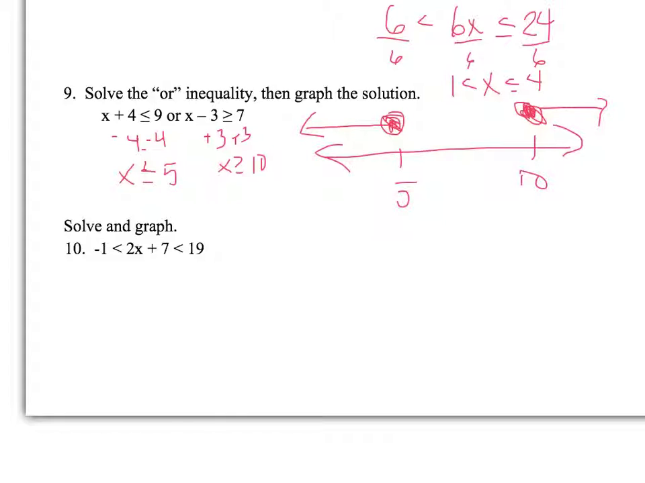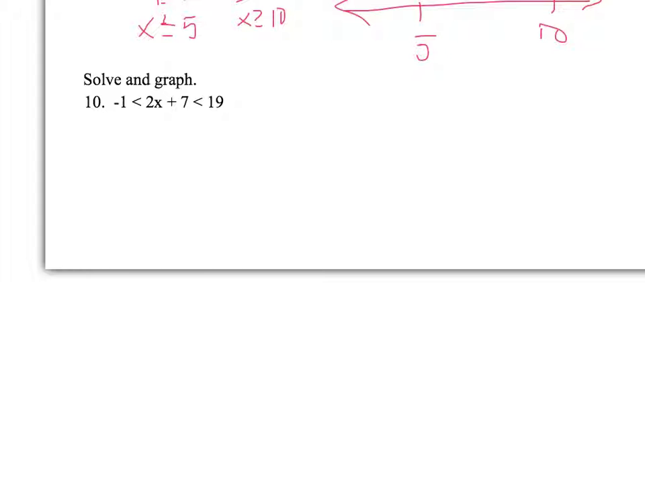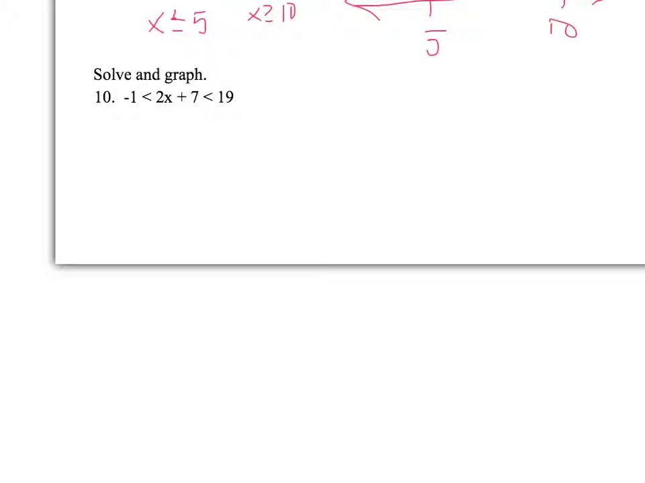Okay, number 10, we're going to solve and graph. This is an AND, so rather than splitting it up, we are going to solve both inequalities at the same time. So I'm going to subtract 7 from all 3 sides. Cancel. Negative 8 is less than 2x is less than 12. Now I'm going to divide everything by 2. So it's going to be negative 4 is less than x is less than 6.